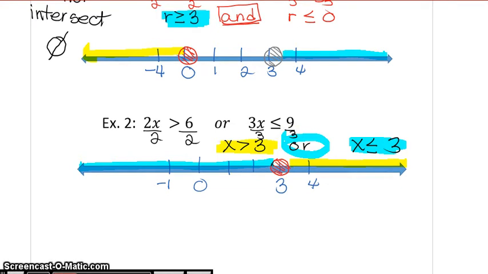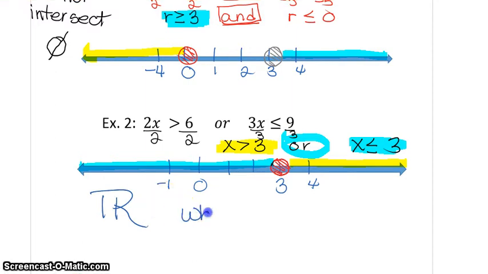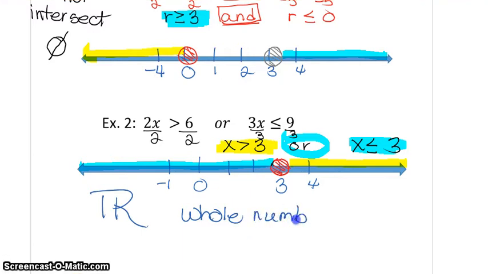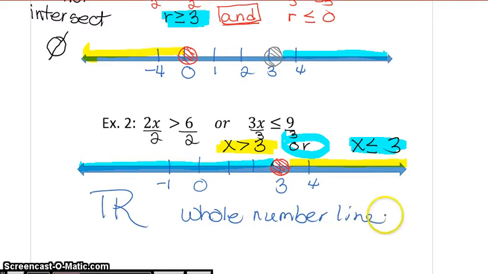If we look at this, we see that everything is shaded in, because it is greater than 3 or less than or equal to 3. So this would be all real numbers, because we really have the whole number line. So when we see the whole number line shaded in, it would be an identity. I mean, we wouldn't necessarily have to graph it if we wanted to. We can see greater than 3 or less than or equal to 3. That would make sense that it would be all real numbers.